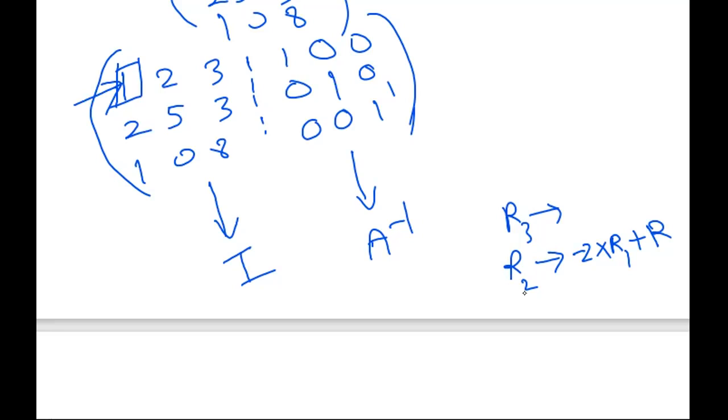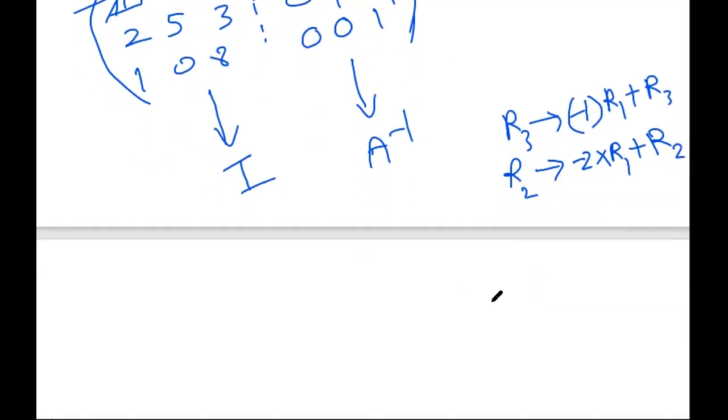And let's define this one. Because this is one, how to make this one equal to zero? I multiply negative one by row one and add with row three. So let's perform that.